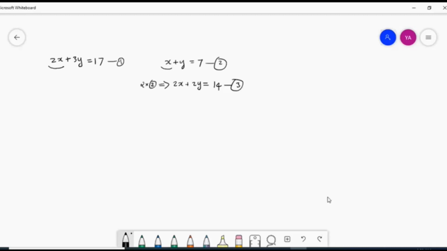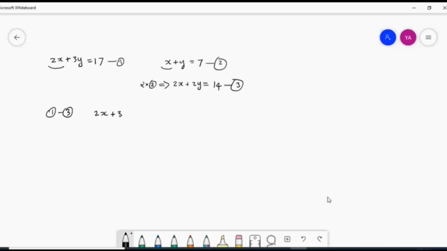Now compare equation number 1 and equation number 3. The coefficients of the x terms are equal. Now the problem is reduced to the first kind we discussed just before. By simply subtracting 1 minus 3 or 3 minus 1, we can remove the x terms. Better to start with the larger equation and subtract the smaller one. So which is better, 1 minus 3 or 3 minus 1? 1 minus 3 is better.